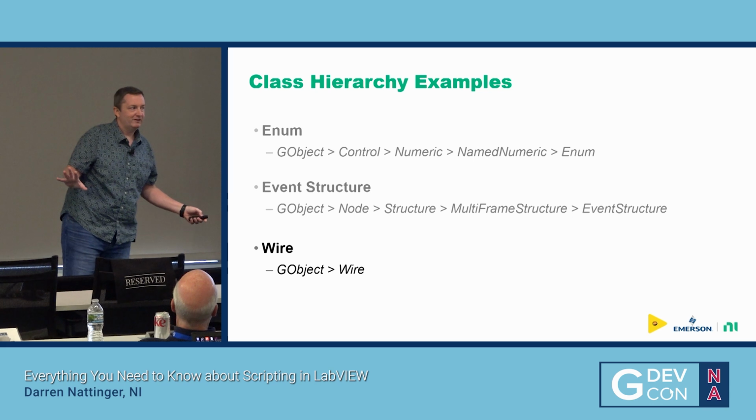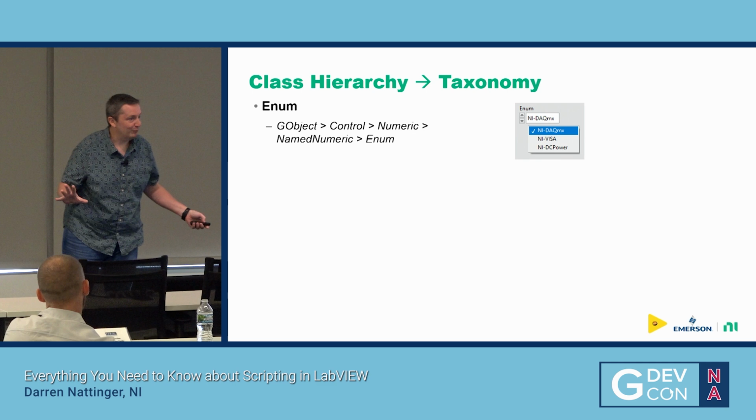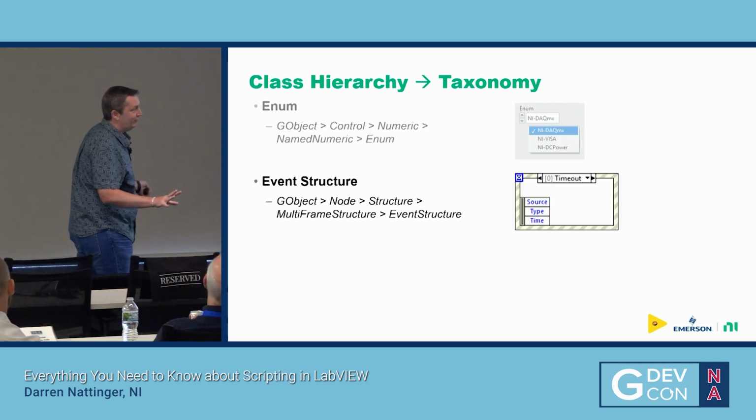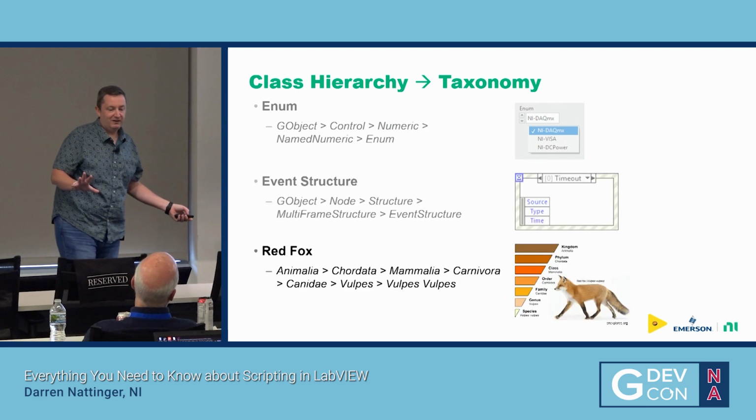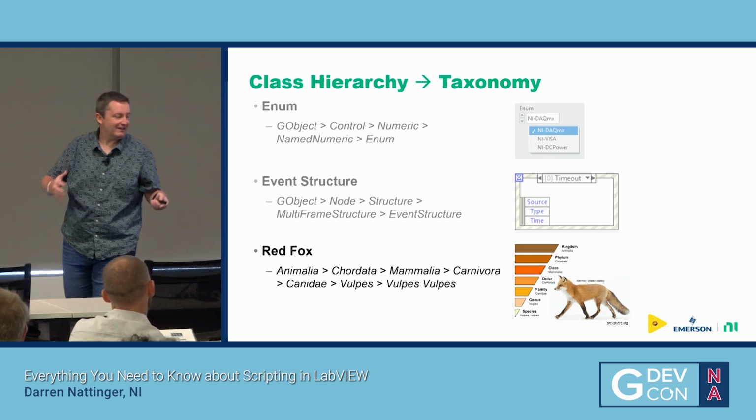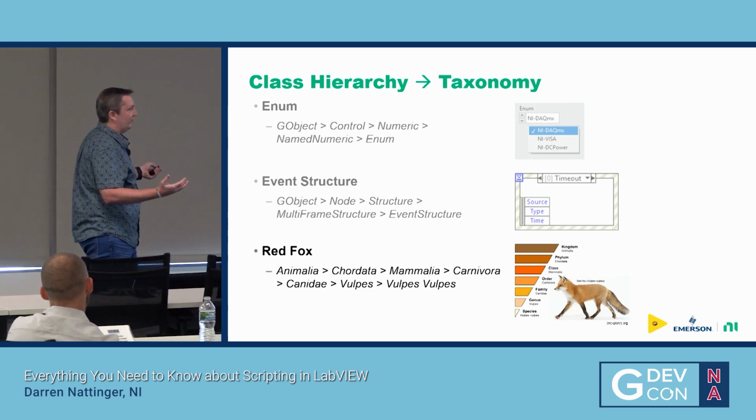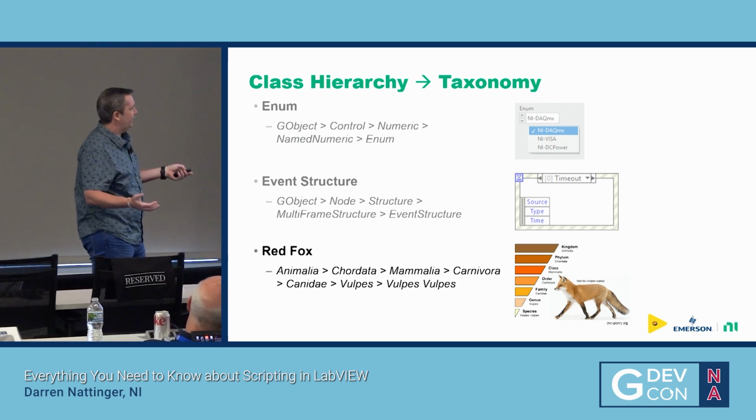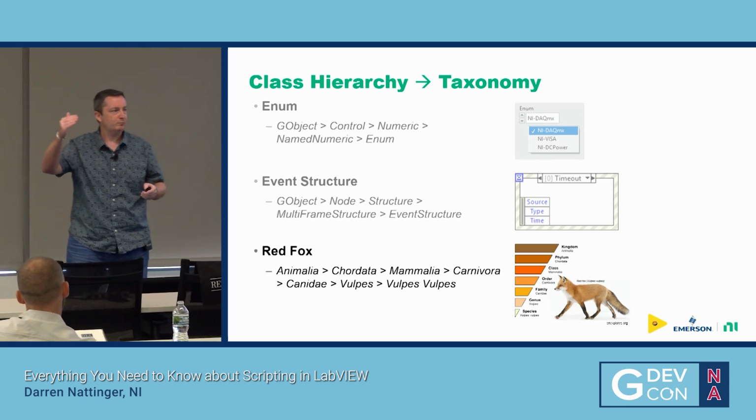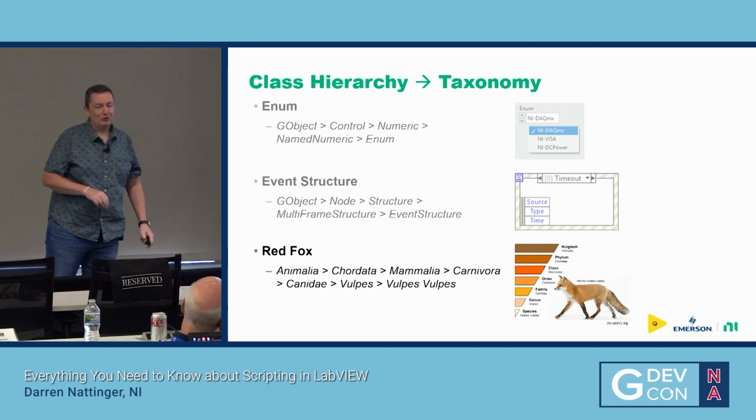Let's talk about these another way. Let's think of these hierarchies as a taxonomy. So here's the enum from the previous slide and its hierarchy. Here's the event structure from the previous slide and its hierarchy. Here's a red fox, not from the previous slide, and its hierarchy. So think of it exactly the same way, right? Animalia, it's an animal. Chordata, it has a spinal cord, I think. Mammalia, it nurses its young. Carnivore, it eats meat, et cetera. As you keep going in the taxonomy, you get more and more specific as to what that animal, or in this case, that event structure, can do.